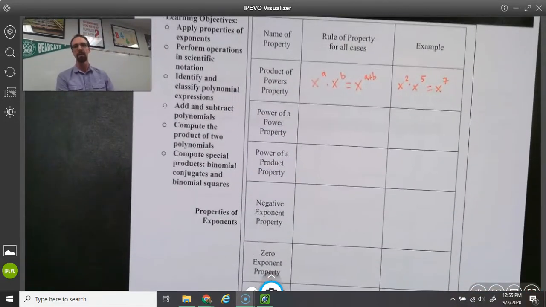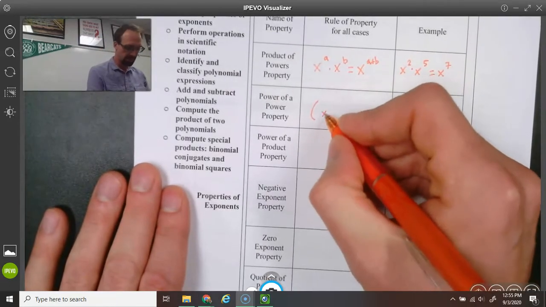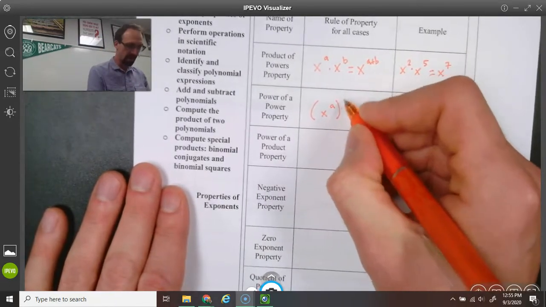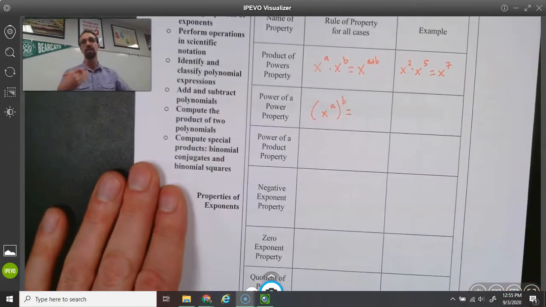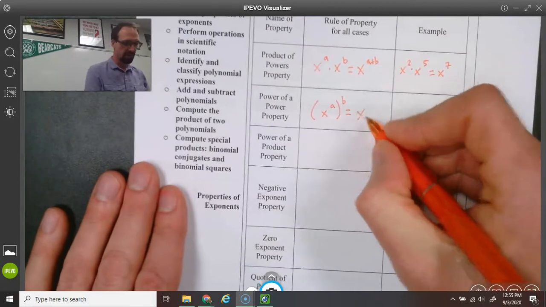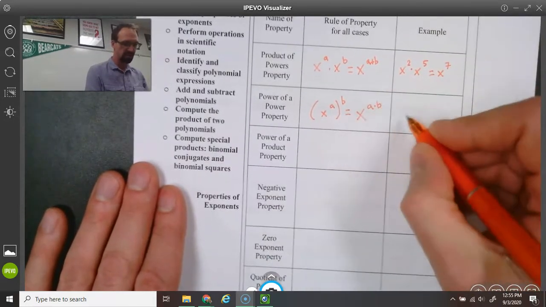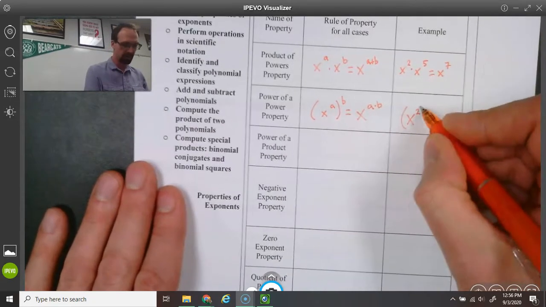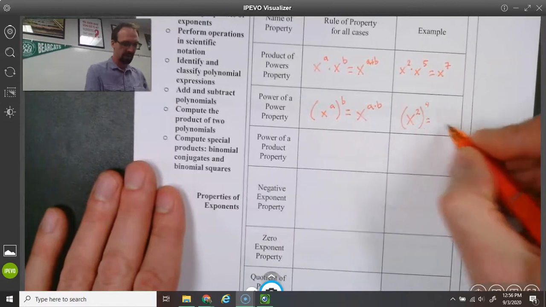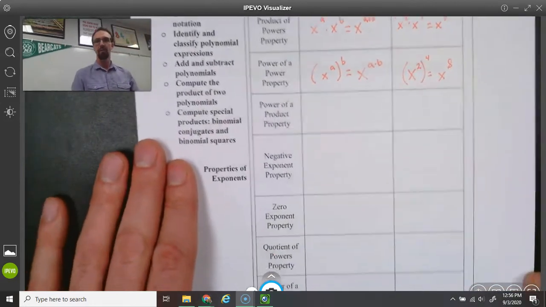The power of a power property means that if I take some base, say x raised to the a power, and then that's raised to the b power, so x to the a power, then raised to the b power. What you do then, if you have a power to a power, is you multiply: x to the a times b. Example of this, if I have x squared raised to the fourth power, then that gives you x to the eighth.